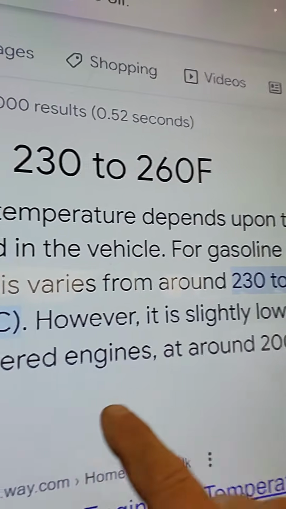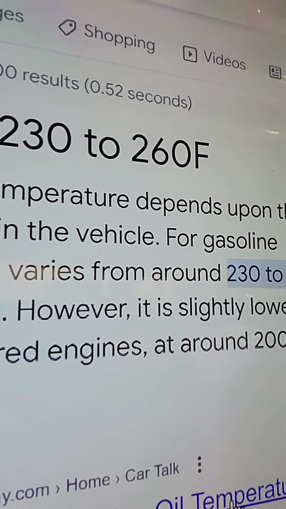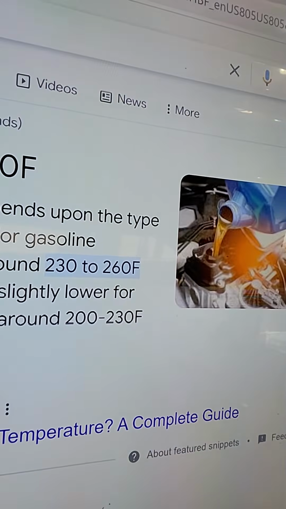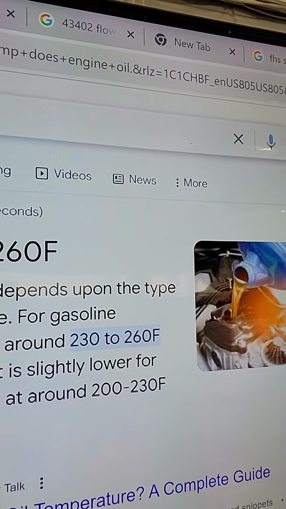However, it's slightly lower for diesel-powered vehicles, around 200 to 230. You wonder why a diesel engine can get 300, 400, 500, 600,000, a million miles out of one engine. Interesting, right? Operating temperature. So now, at what temperature does engine oil boil?